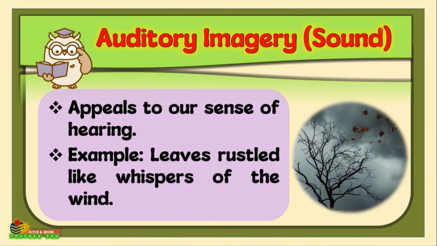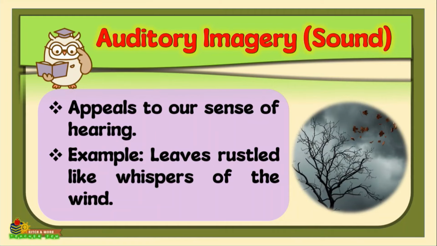Then we have auditory imagery, which is the sense of hearing, and it's referring to sound. It appeals to our sense of hearing. For example, leaves rustled like whispers of the wind. Auditory imagery makes us hear things. Poets describe sounds, birds singing, wind blowing, or even silence. This creates mood and atmosphere. Close your eyes. Can you hear the leaves rustling?